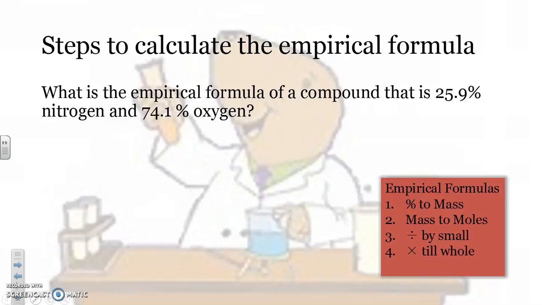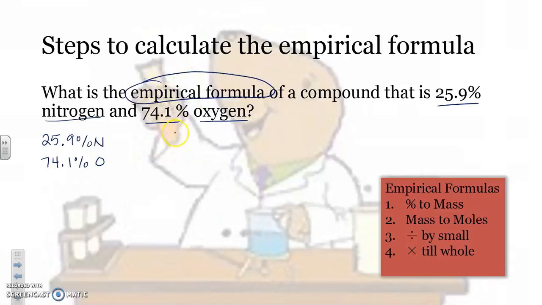So what is the empirical formula of a compound that is 25.9% nitrogen and 74.1% oxygen? All right, so let's write this down. 25.9% nitrogen and 74.1% oxygen. Okay, and we're looking for the empirical formula, which means the simplest form. All right, so steps that you're going to follow. If they give you percentage, you're going to change from percent to mass. Then you're going to go from mass to moles. And then you're going to divide by the smallest mole. And if it's not a whole number, if it ends up with like a decimal 0.5 or something like that, you're going to multiply by 2 to make it a whole number.